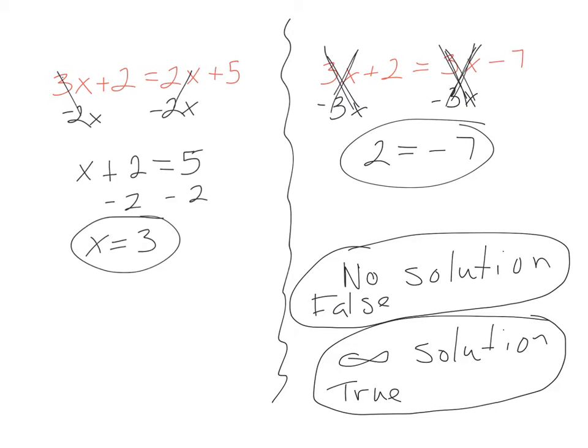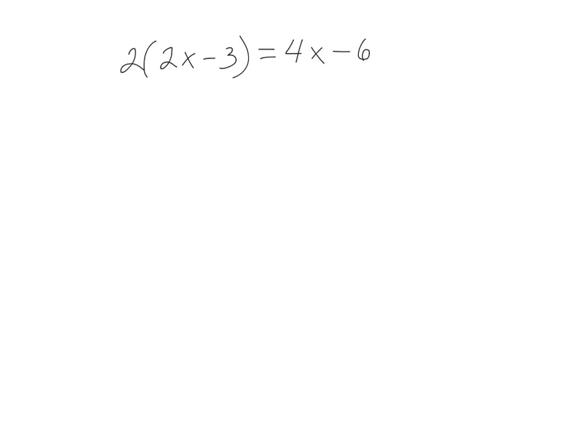Alright, let's take a look at another example. On this example we're going to have to start out by doing the distributive property. So 2 times 2x is 4x. 2 times negative 3 is negative 6. And that's equal to 4x minus 6. Now let's say that we try and get our variables on one side. So I'm going to minus 4x here, minus 4x here.